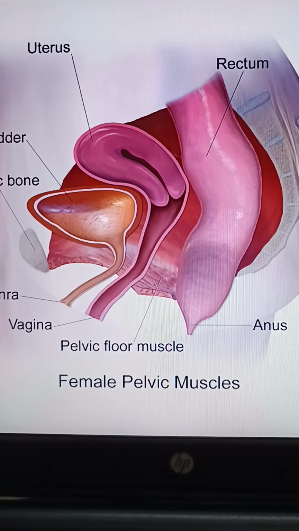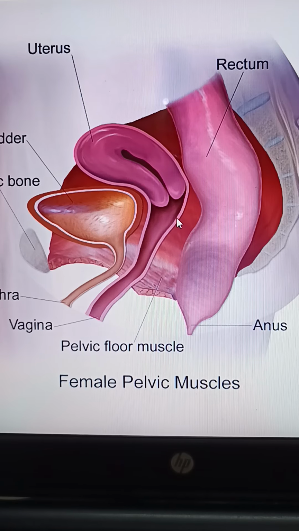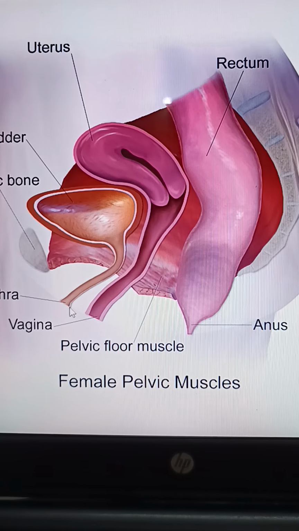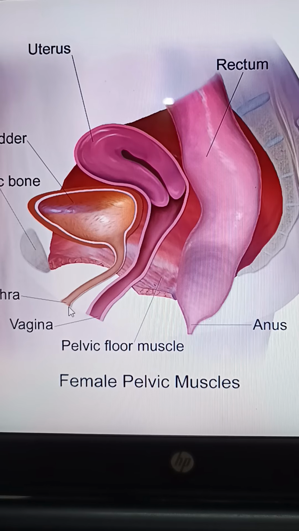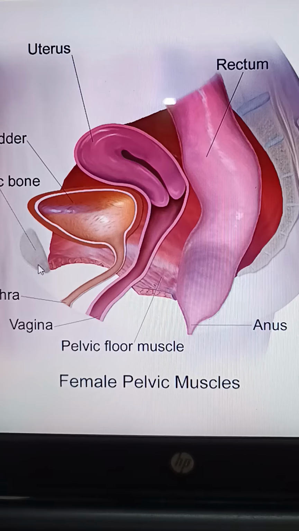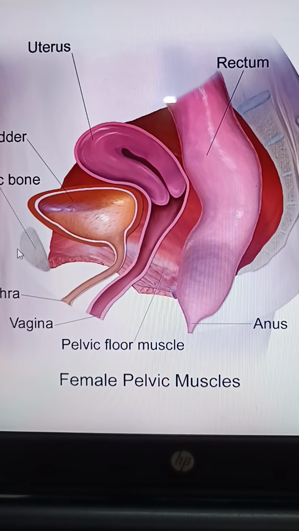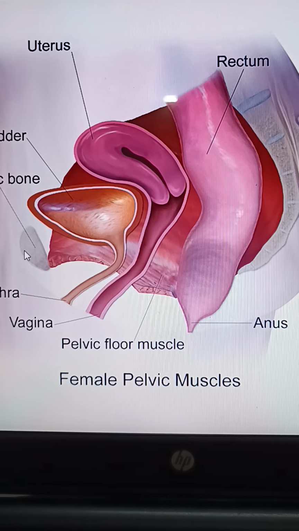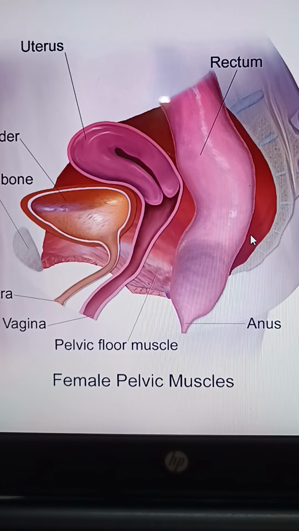A very easy way to learn the pelvic organs is to start from their openings. So here you have the sagittal section of the female pelvis. The pubic symphysis is in the front and the sacrum is behind.